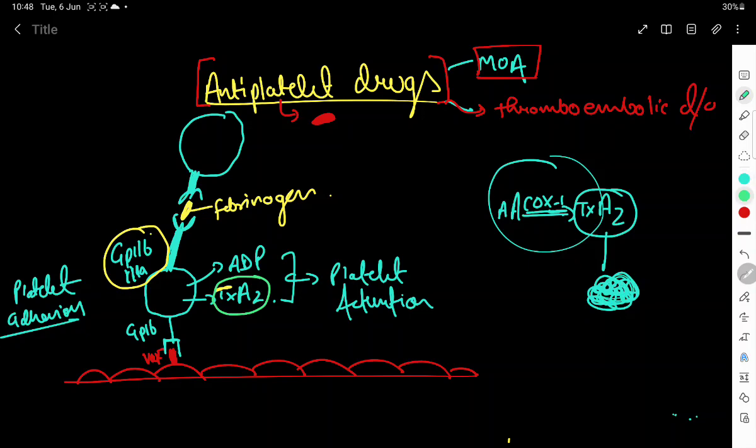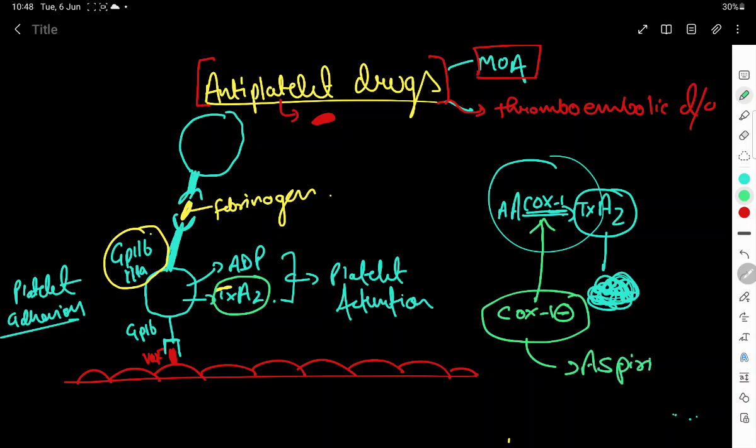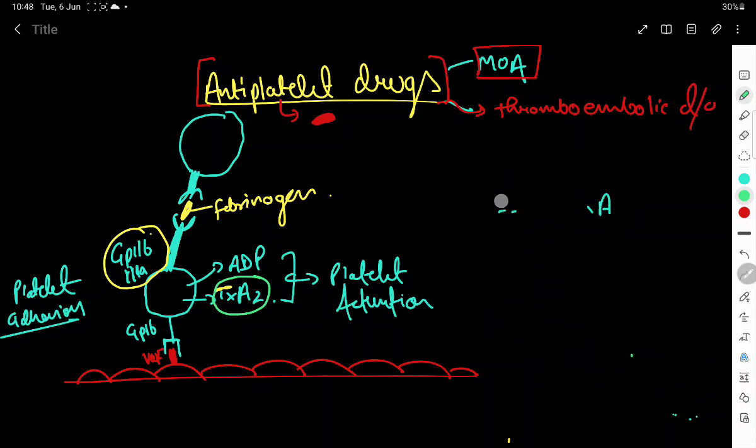So we have a thromboxane A2 inhibitor, or more commonly a COX-1 inhibitor, and that is aspirin. This is our first antiplatelet drug. By inhibiting the cyclooxygenase 1 enzyme, it causes an antiplatelet effect. So the first class of drug we studied is aspirin, a COX-1 inhibitor.